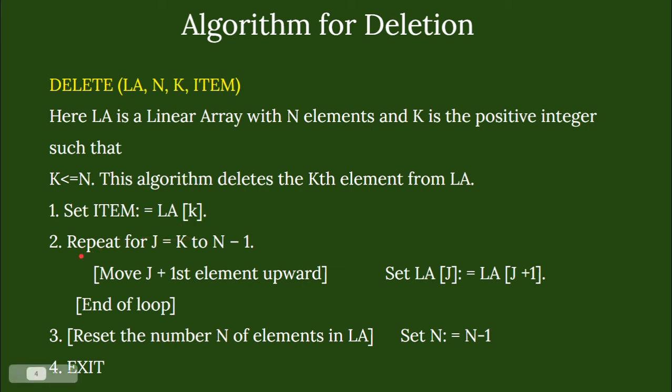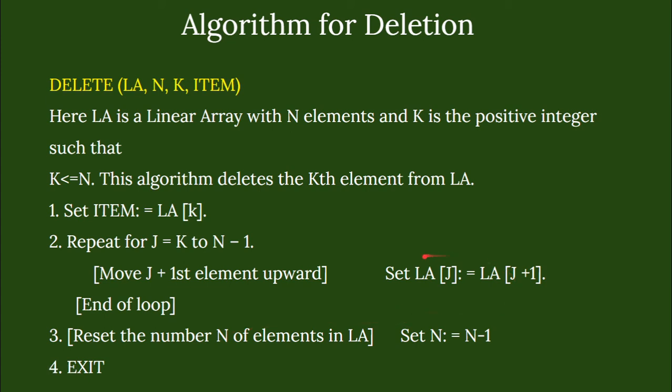For that we have to repeat for j equal to k to n minus 1. That means from the position you have deleted till the last position of the array, we have to move the element upwards. That means you have to push up. Okay, so move the j plus 1th element upward. That is done by setting LA of j equal to LA of j plus 1. Let us see the example to easily understand this concept.